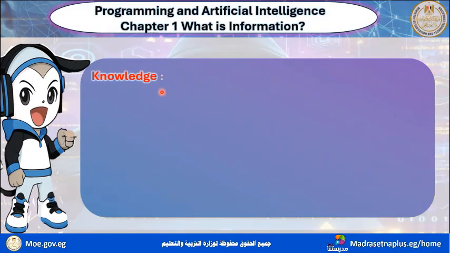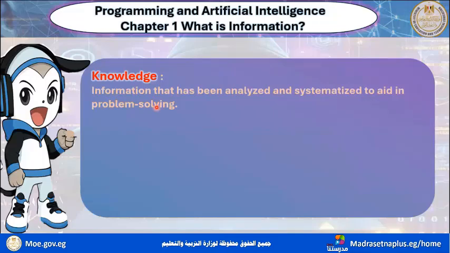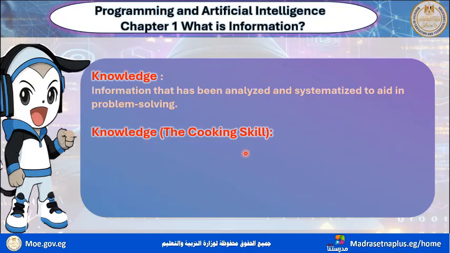Okay, so we talked about data and we spoke about information. Then what about knowledge? Well, knowledge is the information that has been analyzed and systematized to aid in problem solving. Well, we told you that data are the ingredients, information is the recipe, and now we have knowledge, which is the cooking skill.